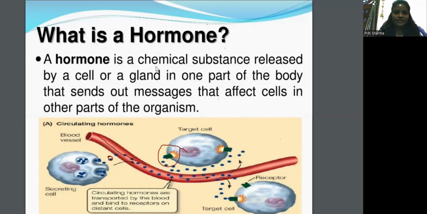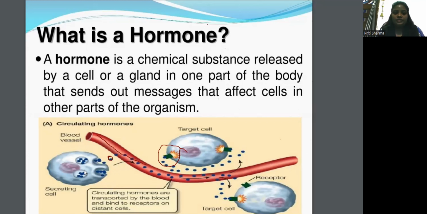So let's get started. What is a hormone? As we all know, a hormone is a chemical substance and it is also called a chemical messenger. Why is it called a chemical messenger? Because a hormone is produced in one cell and it is transported to another cell. Hormones are responsible for growth and metabolism.